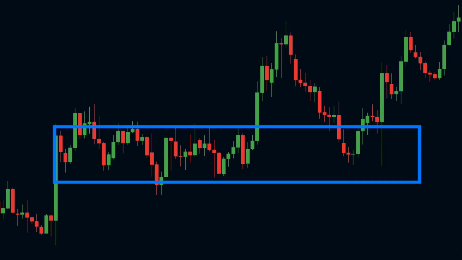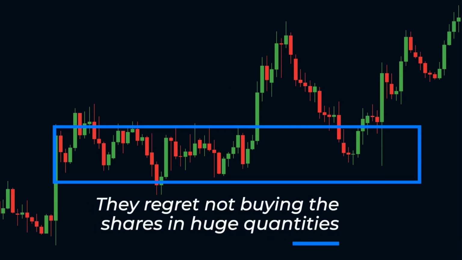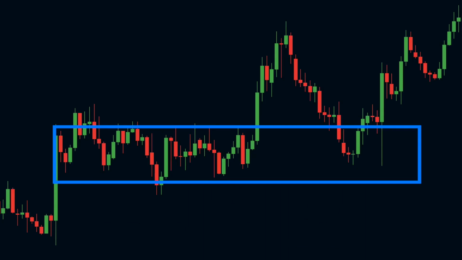Now, let's look at this chart from the perspective of the buyers. When the price breaks above the value zone, the buyers start to make profit. They start to feel the greed. They regret not buying the shares in huge quantities. If they would have done so, they would be sitting in a bigger profit. So, they beg for the market to give them the opportunity to buy again at the value area.